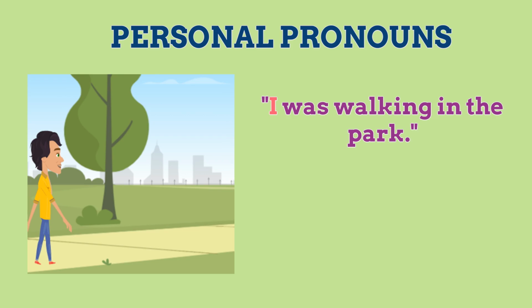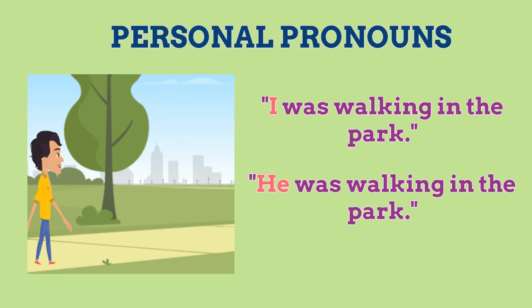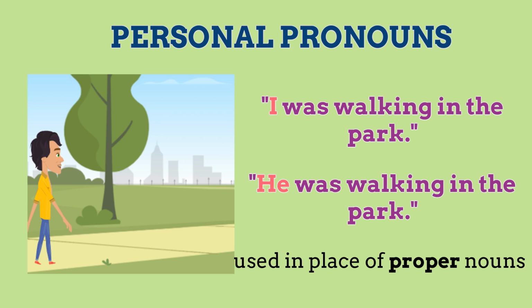I was walking in the park. He was walking in the park. Here, I and he are personal pronouns. They are used as a substitute for the proper name of a person. In this case, it is Ben.